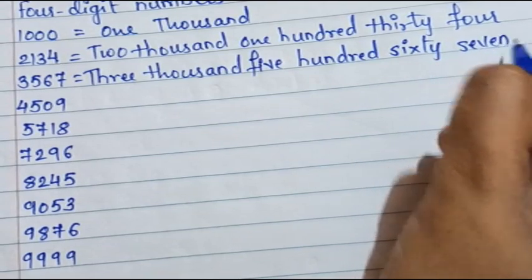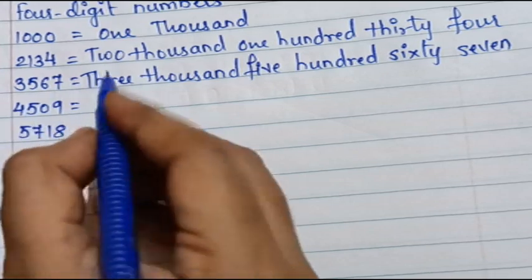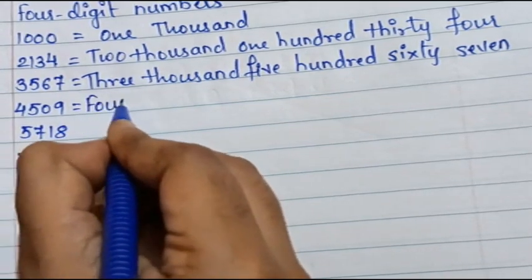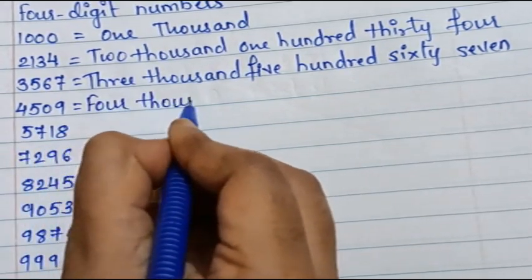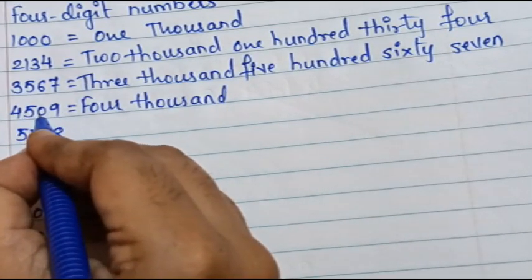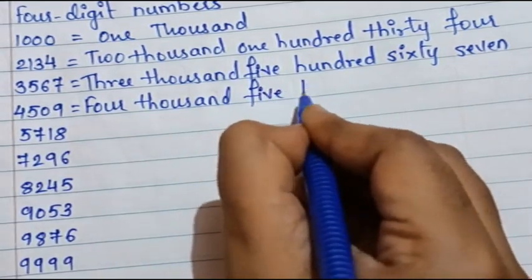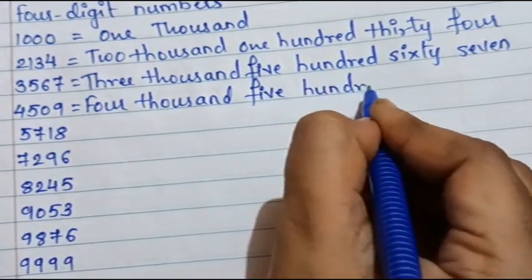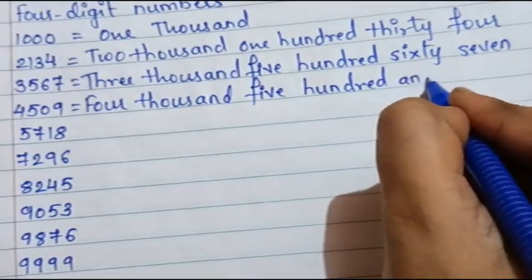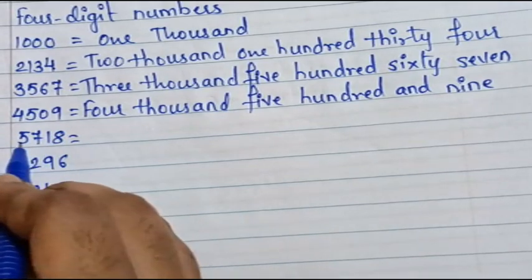3567. Okay, next, 4509. There is nothing at tens place. We'll write 500 and directly units place. So 509. Clear? Next is 5000.